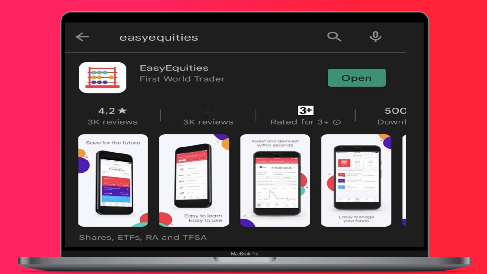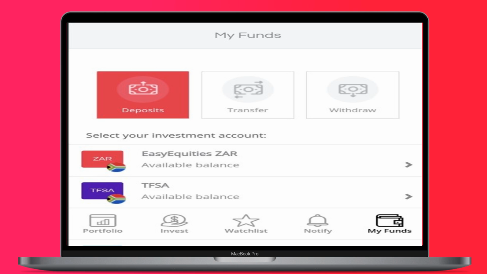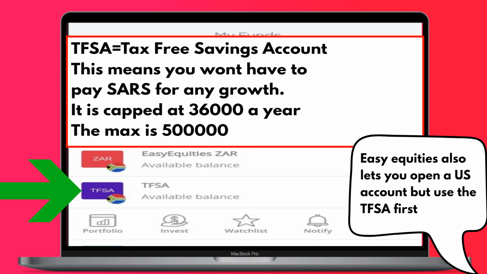Now that you have a platform to invest, deposit some money. Use the TFSA to build your portfolio, as all your growth will be tax-free. If you have more than $36,000 a year to invest, put the first $36,000 in the TFSA and the balance in any of the other accounts.